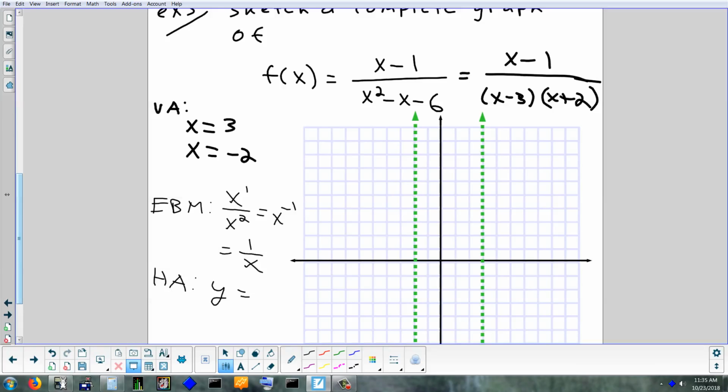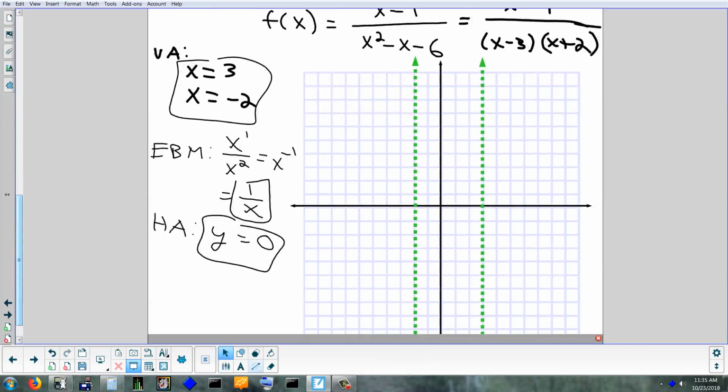What happens to that fraction as you let x get really big? What does that fraction approach? Yeah, it approaches 0. 1 divided by a huge number, very small number. So there is your horizontal asymptote, y equals 0. So let's put that in.